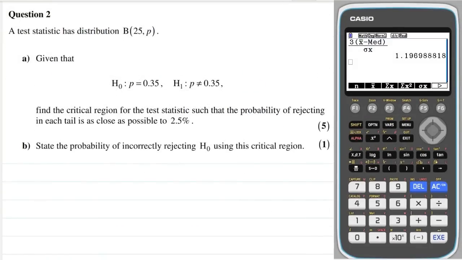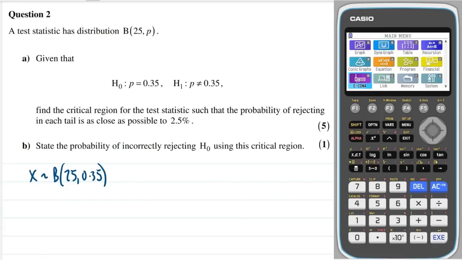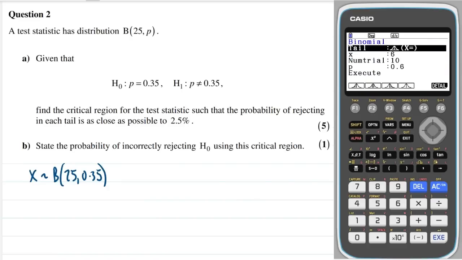Question 2, we have a test statistic, and the binomial is distributed X, B, 25, and 0.35. Find the critical region of the test statistic such that the probability of rejecting each tail is close to 2.5%. Okay, we'll go into our distribution function down here at the bottom, and we'll go to binomial, and we want to test both sides. So I'll start with the left side, and we want the number of trials to be 25, and the probability to be 0.35, and I'm going to estimate that it's going to be about 4.